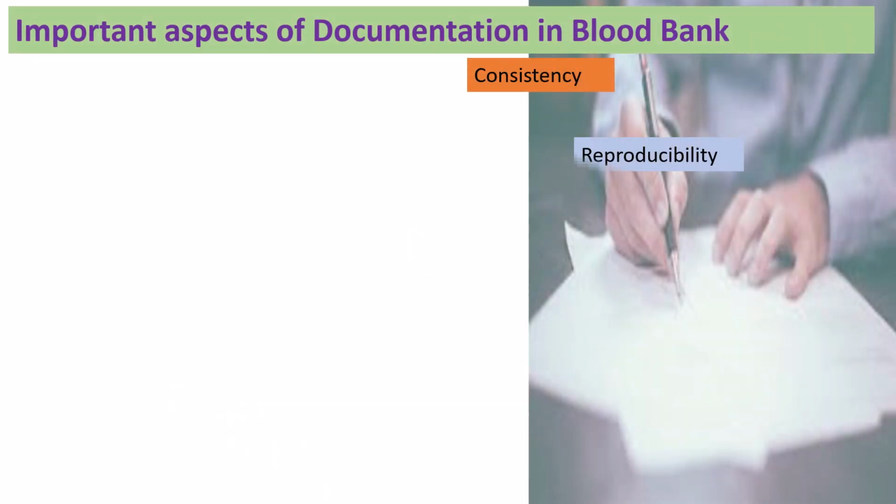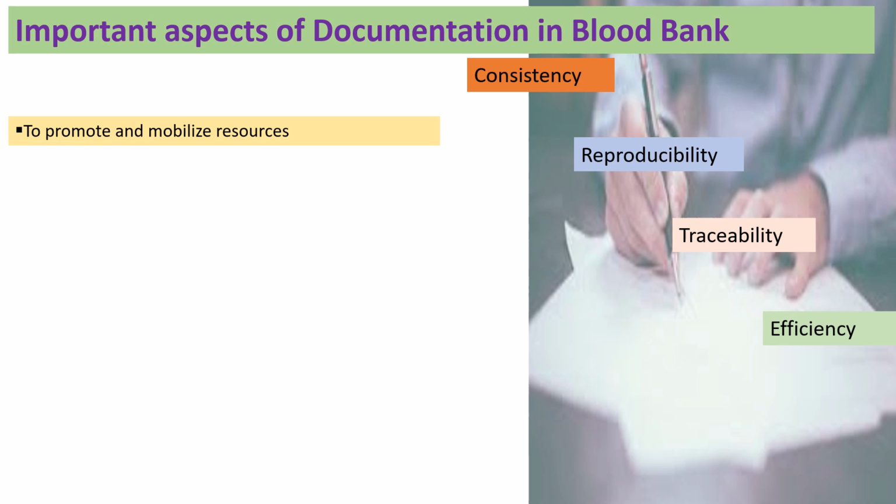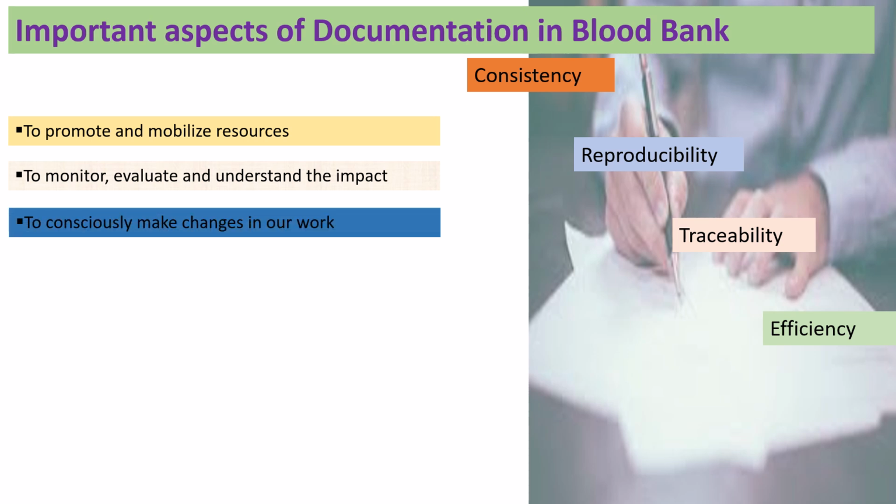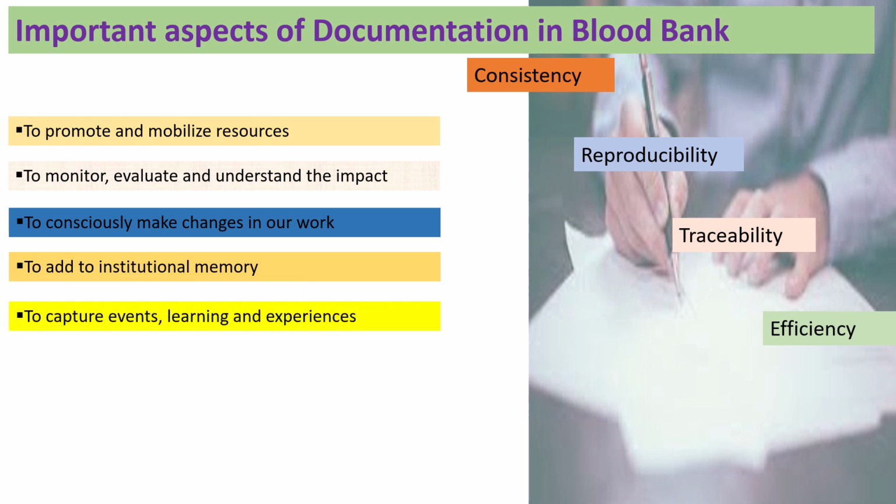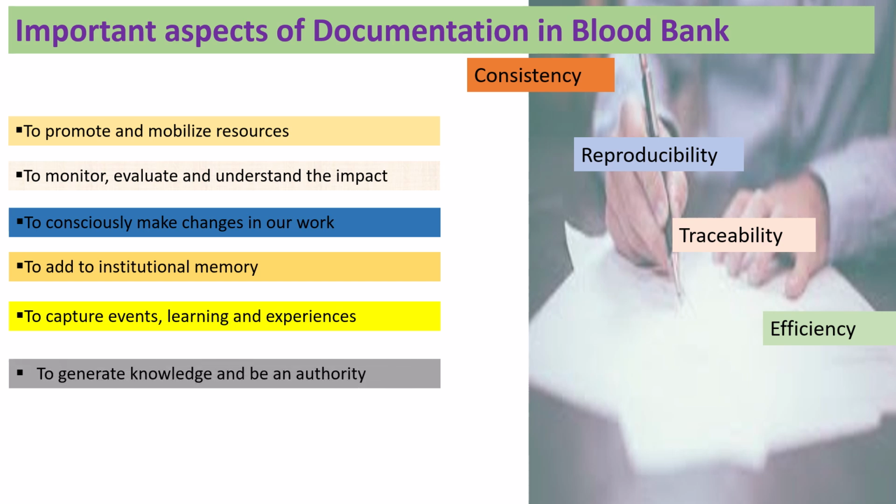Important aspects of documentation in a blood bank: it will show that your results are consistent, and you can reproduce them whenever required. If any error occurs, you can trace back to the problem and see how efficiently the blood bank system is working. This will promote and mobilize resources. It will help to monitor, evaluate, and understand the impact of any error. It will make changes in our work system if any error is there, showing how we improved it. It will add to the institutional memory, helping us capture events, learning, and experiences, generate knowledge, and be an authority.